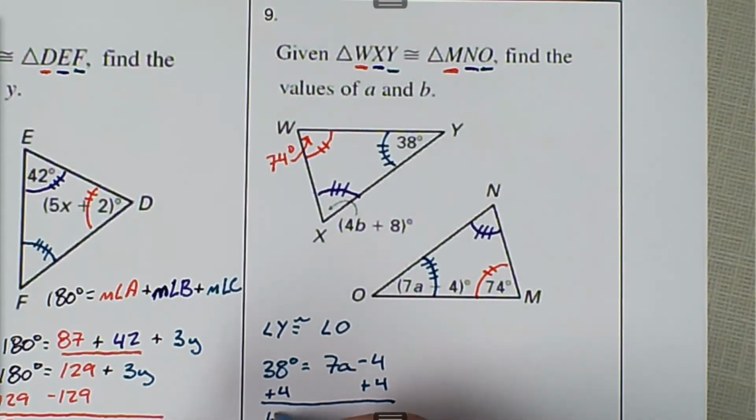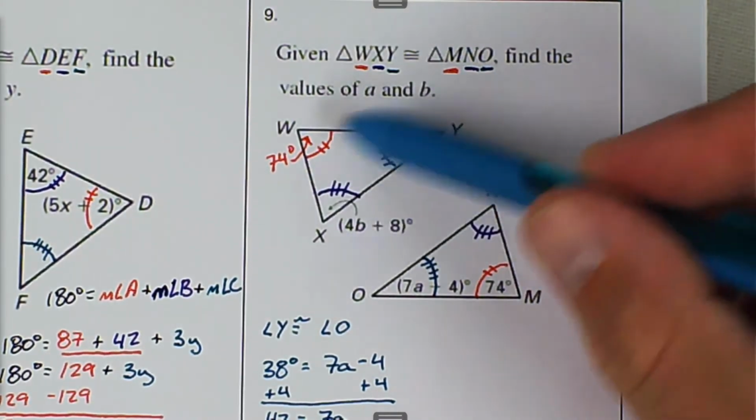And then we get 42 is equal to 7a. And we can divide both sides by 7. And then we get 6 is equal to a. So now we just have to figure out what b is.